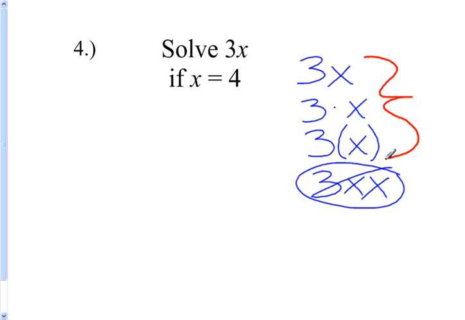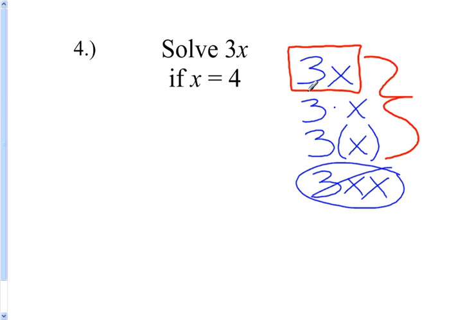But this is really the most common and the thing that we need to practice using right now when we're in 6th grade and thinking about algebra. 3x is the same thing as 3 times x. So down below, solve 3x if x equals 4.